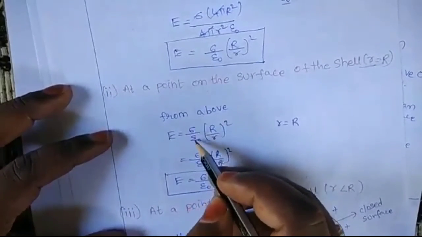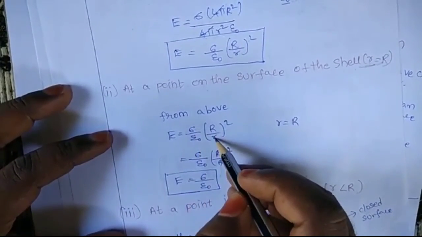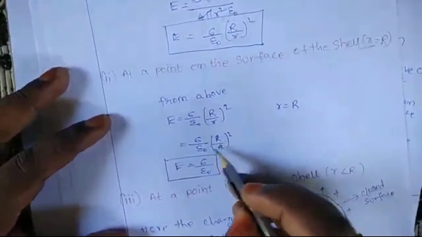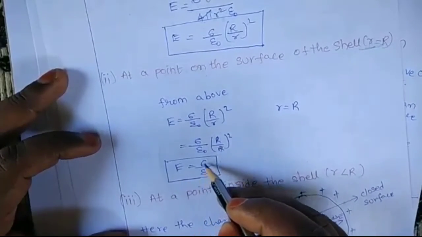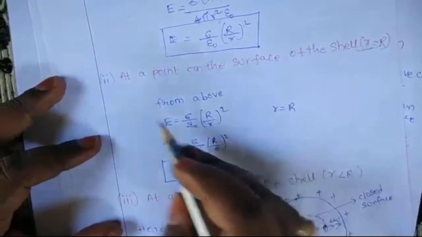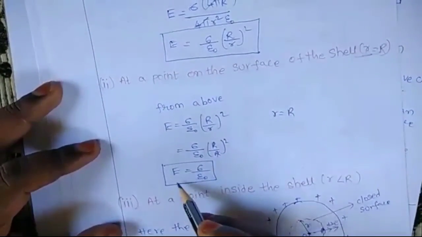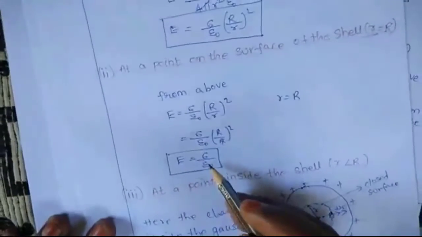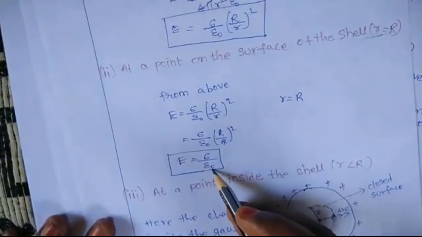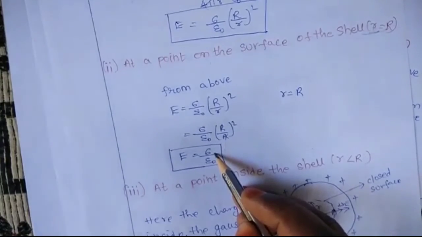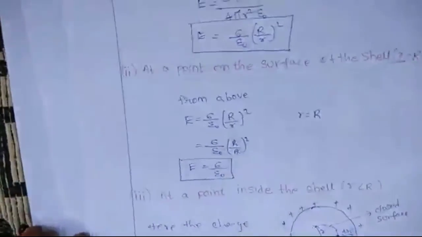E is equal to sigma by epsilon naught times (capital R by small r) whole square. The condition is small r is equal to capital R, so R gets cancelled. We get E is equal to sigma by epsilon naught. At a point on the surface of the shell, the electric field intensity E is equal to sigma by epsilon naught, where sigma means surface charge density.